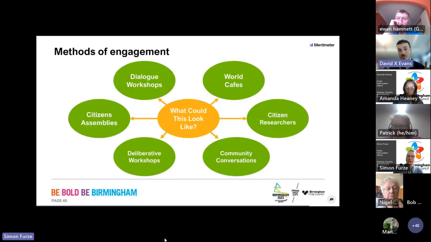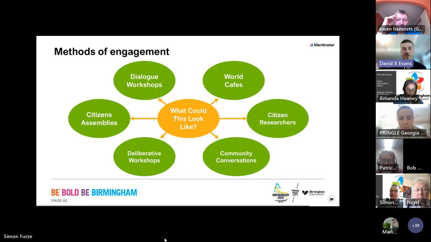So, this isn't a complete list, obviously, but this is just an example of various different methods, from formal things like assemblies and juries, where you get a collection of citizens who are randomly selected and represent their population to make recommendations on a policy. Something more informal, citizen researchers, where you're using citizens to go and find something out for you and work with them, or dialogue workshops, community conversations, all these sorts of things. So there's a range of different methods. And if we jump to the next slide. Yeah, absolutely.